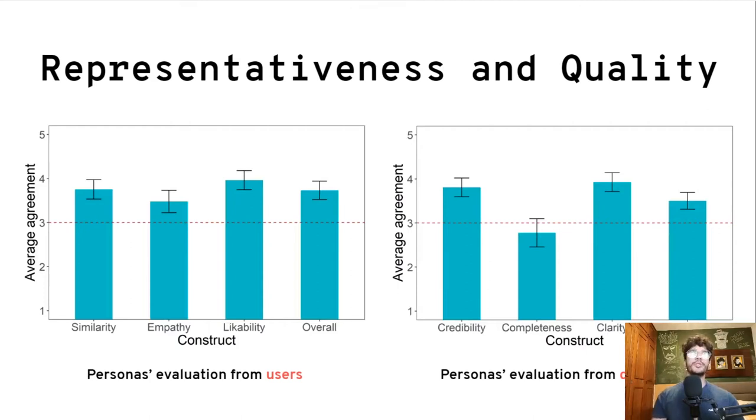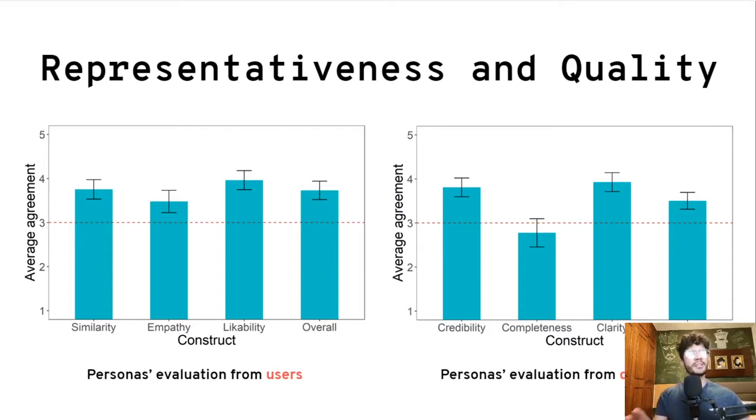Now, with the results. Here we have the average agreement of users and designers for each persona, perception scale construct, and overall agreement. On the left, we have the user's average level of agreement to the criteria of representativeness, which is made of similarity, empathy, and likability constructs from PPS, persona perception scale. On the right side, we have the designer's evaluation of quality, which is comprised of credibility, completeness, and clearness from persona perception scale as well.